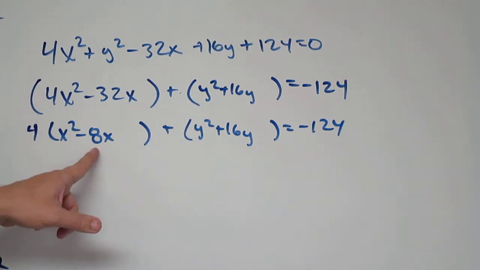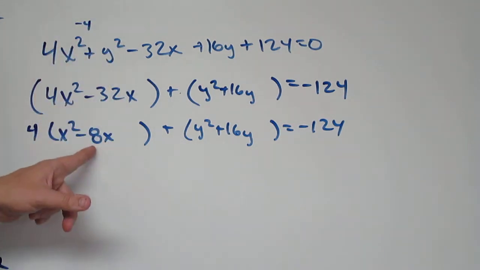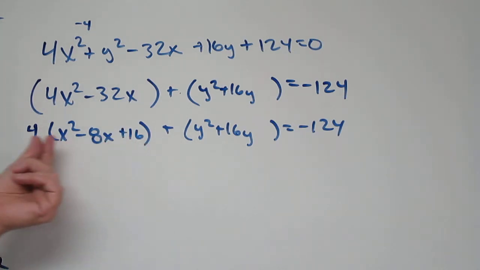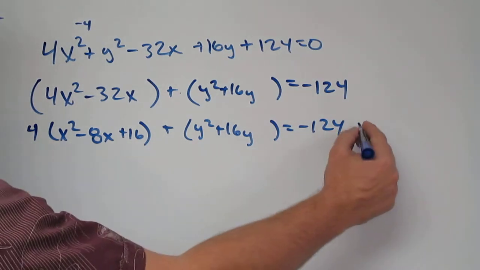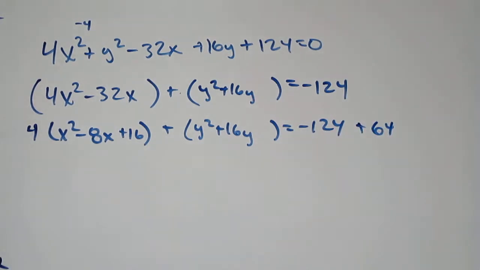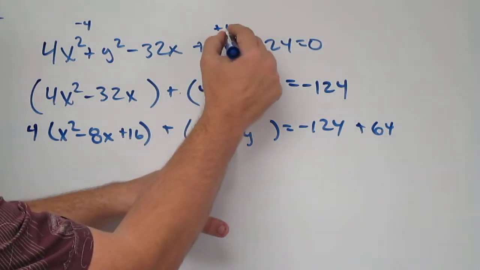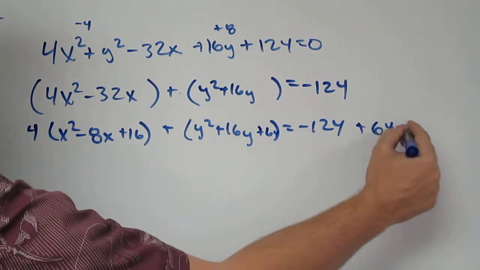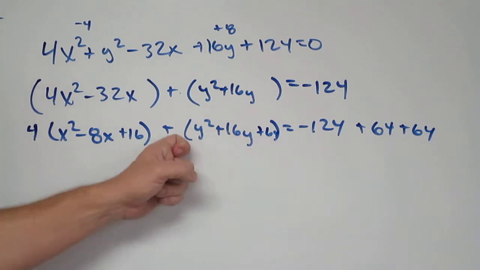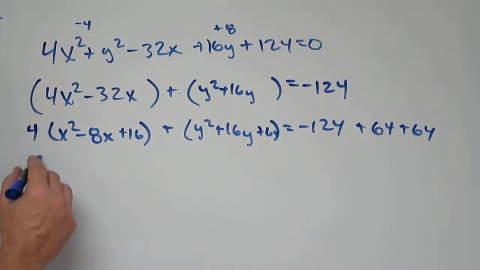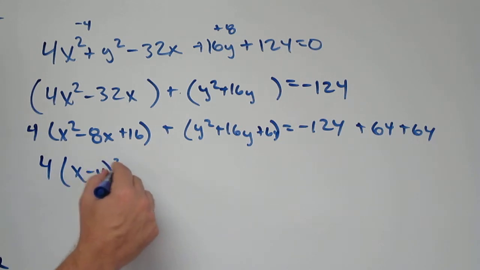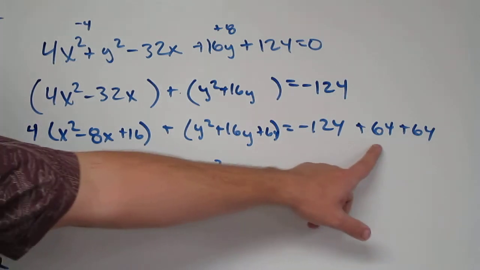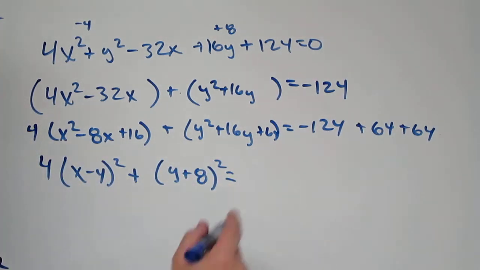And if I take half of negative 8 and square it, I'd get a plus 16. But it's not just 16 that's being added to the side, it's 16 times 4, so I need to balance things out by putting a plus 64 over there. I do half of 16y, which is going to be positive 8, and I'm going to square that, and it'll give me another 64. And that is just a straight 64, because 1 times 64 would give me that. So now if I rewrite this, I would get x minus 4 squared, and y plus 8 squared. And over here, those together are 128 minus 124 would give me 4.